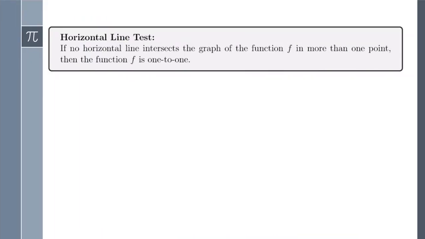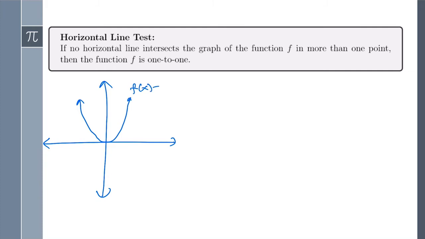It says that if no horizontal line intersects the graph of the function f in more than one point, then the function is one-to-one. So for example, if I have the function that we looked at in the previous example, the squared function, f of x equals x squared, it is possible to draw a horizontal line that intersects the graph at more than one point. So this is not one-to-one.